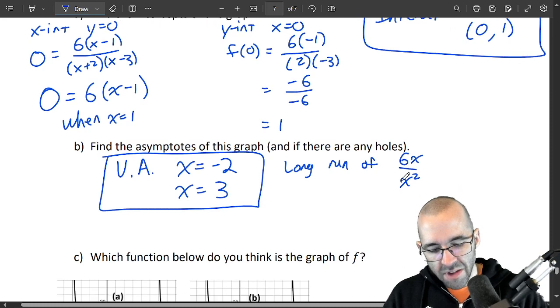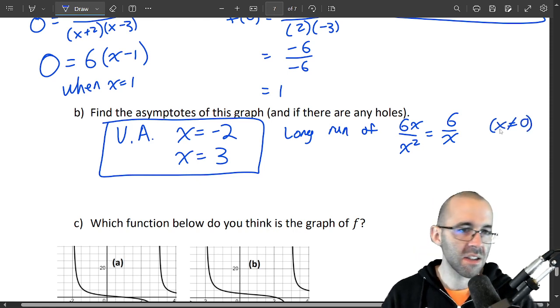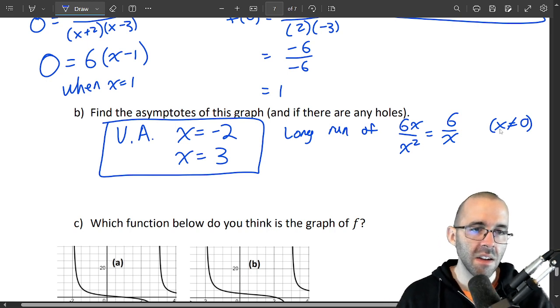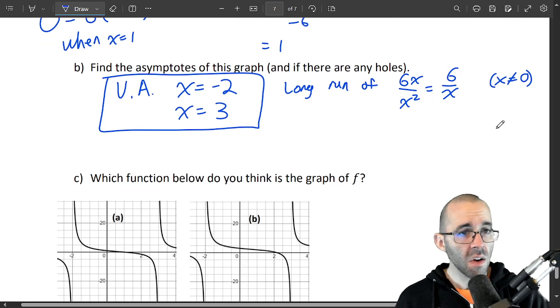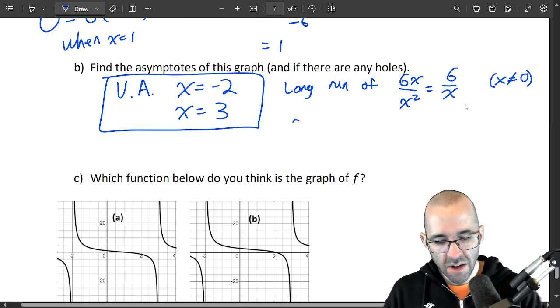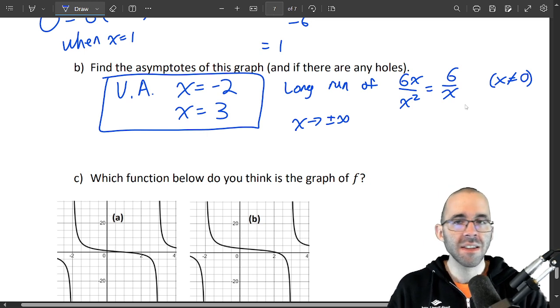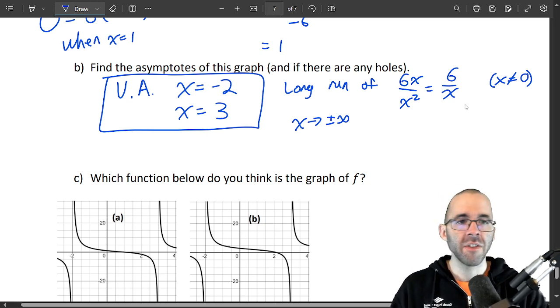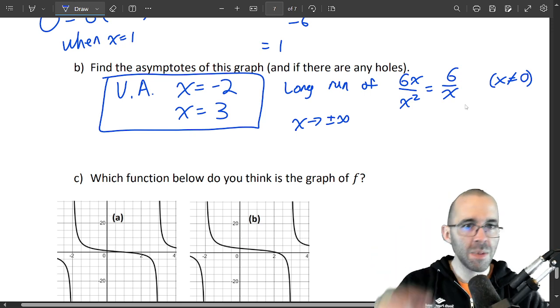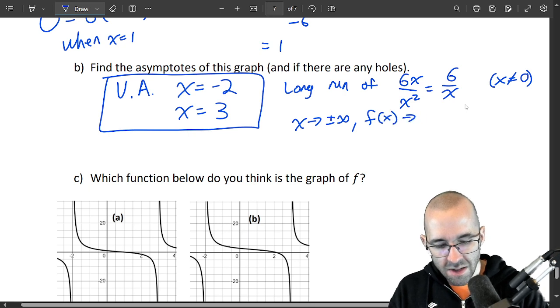So what is the long run behavior of this? Well, as long as x is not equal to 0, these two things are the same. Because if x is equal to 0, it doesn't make sense to talk about any of this stuff. And yeah, long run behavior, 6 over x. Oh, so we know what's going on here. As x goes to positive infinity or negative infinity, as x gets really, really big, we're dividing 6 by a really, really big number. You divide 6 into infinitely many pieces, each piece is going to be basically 0. The function is going to 0.